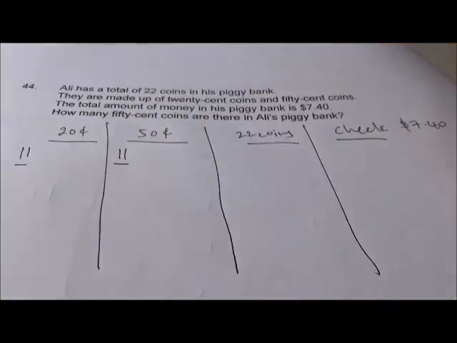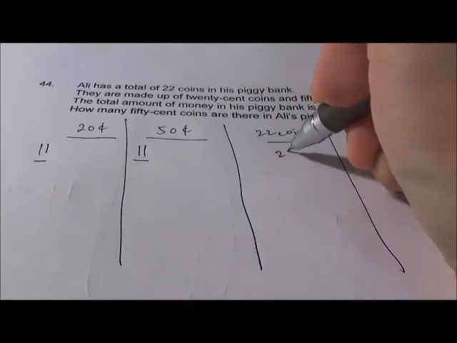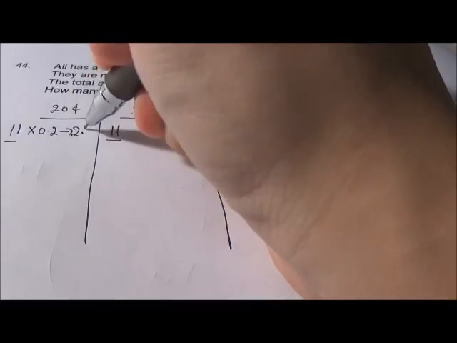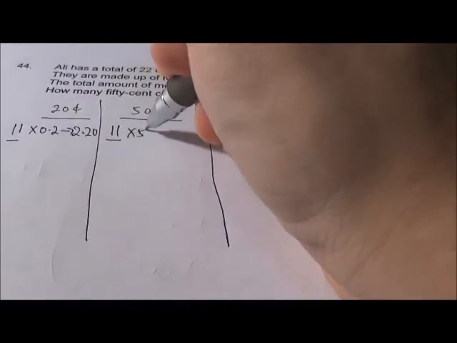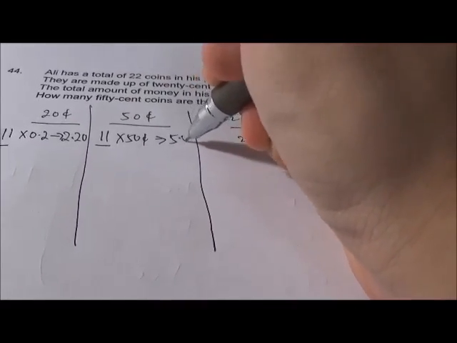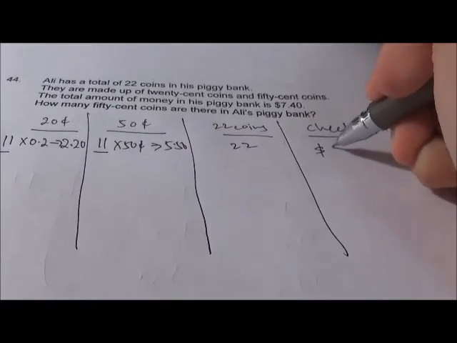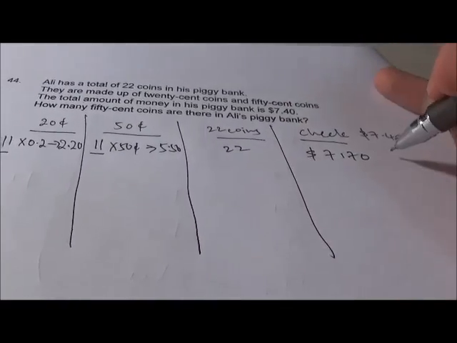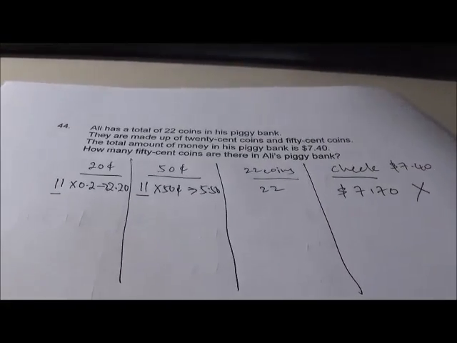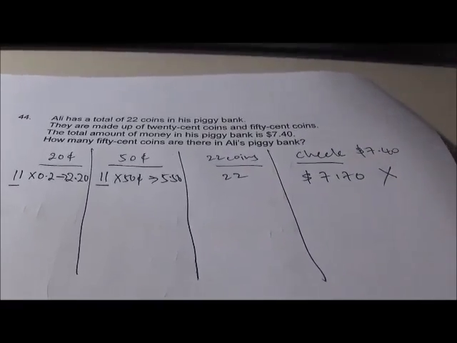Well, if I have 11 20 cent coins, I must have 11 50 cent coins so that I have 22 coins in total. So 11 times 0.2, that will be $2.20. 11 times 50 cents, that will be $5.50. Altogether, I'll have $7.70. That is not what I want. I need a lesser amount of money.